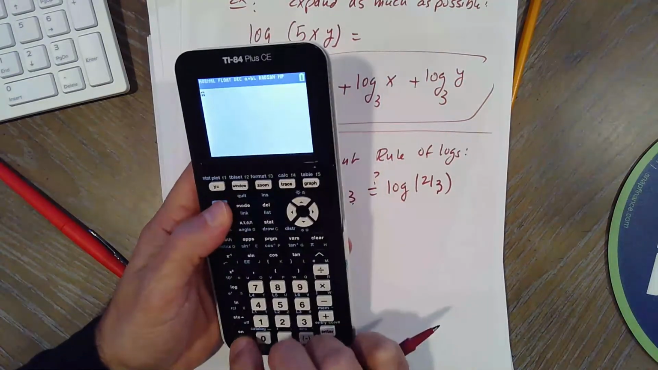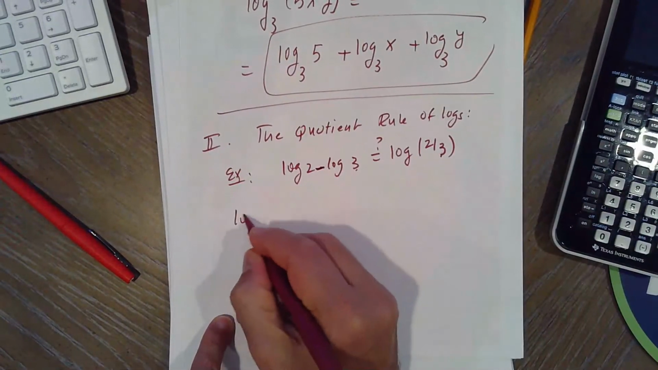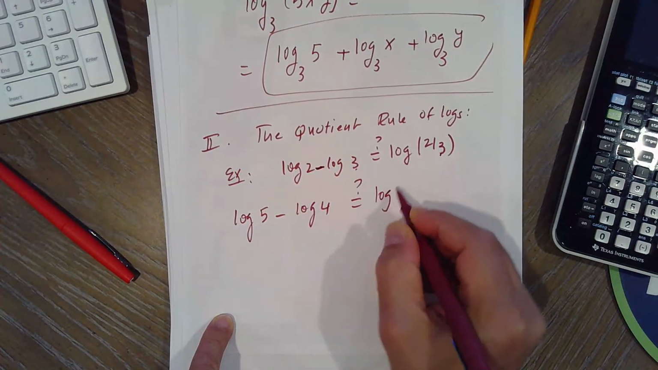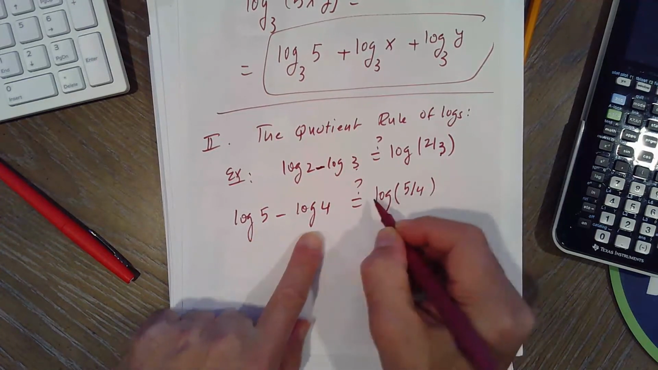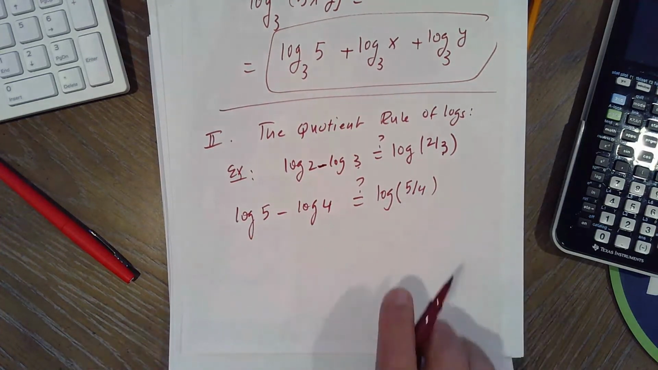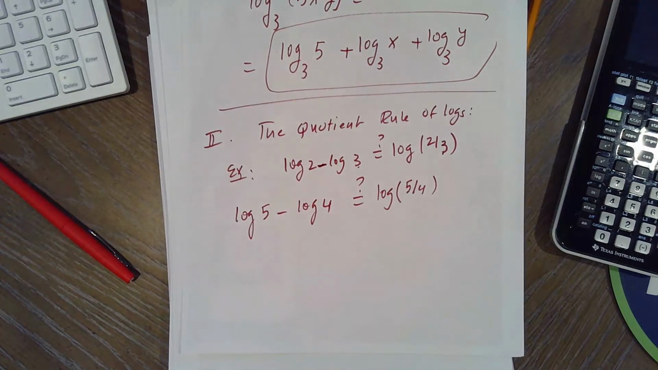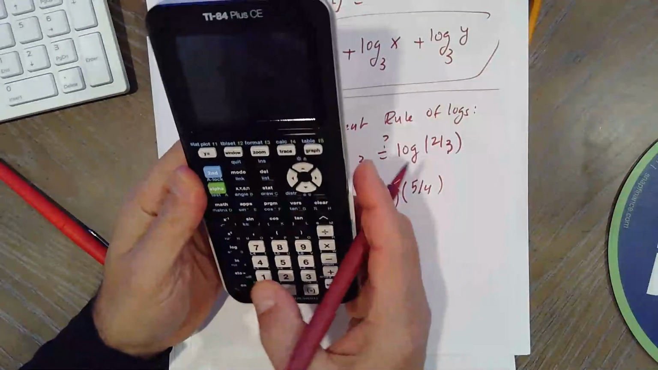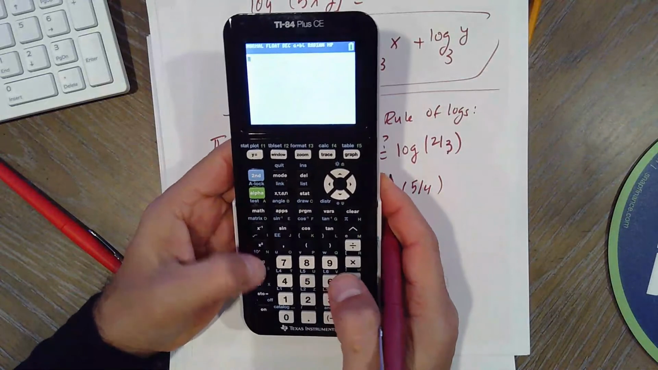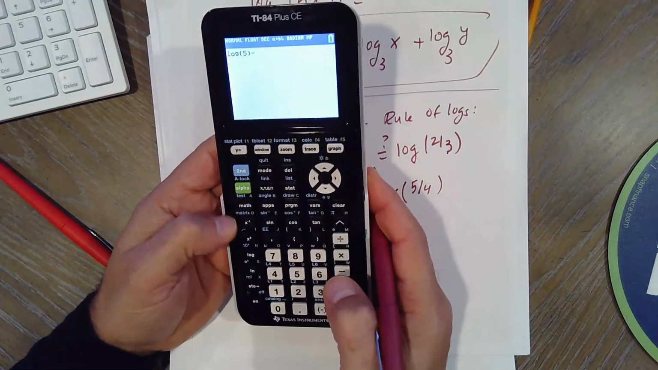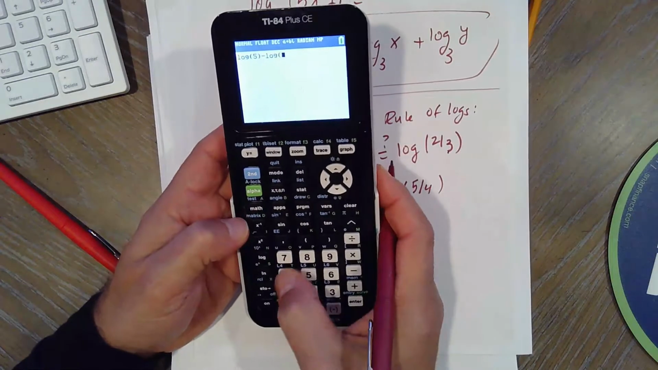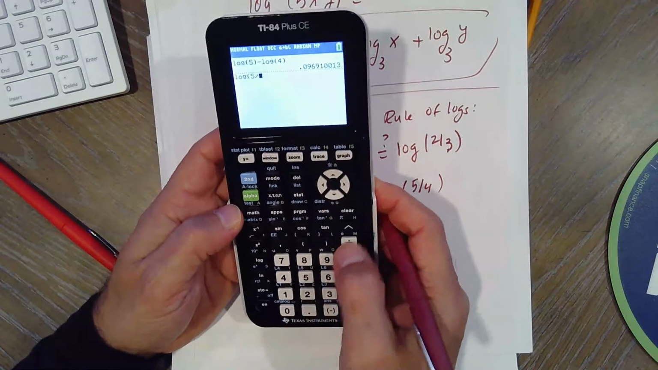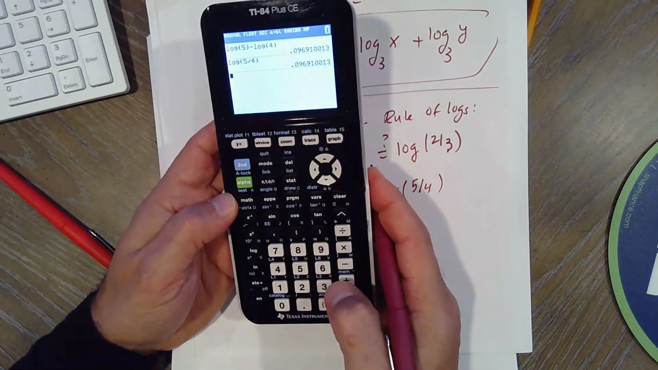Okay, so let's try again. Log of 5 minus log of 4, does that equal log of 5/4, right? Because again, the negative is in front of the 4, so the 4 goes on the bottom. So let's try. Log of 5 minus log of 4, and then log of 5/4. And the same exact answer.